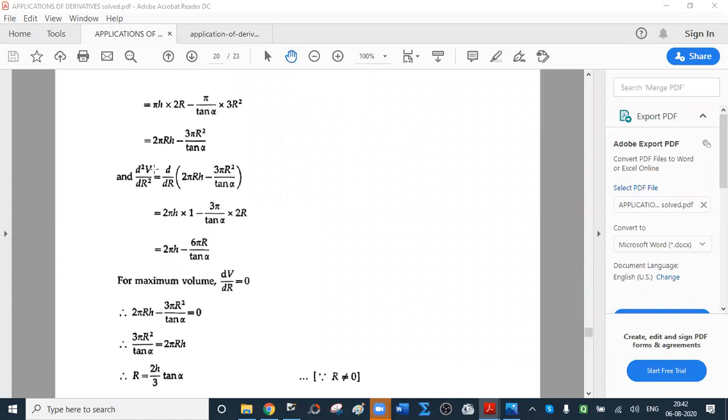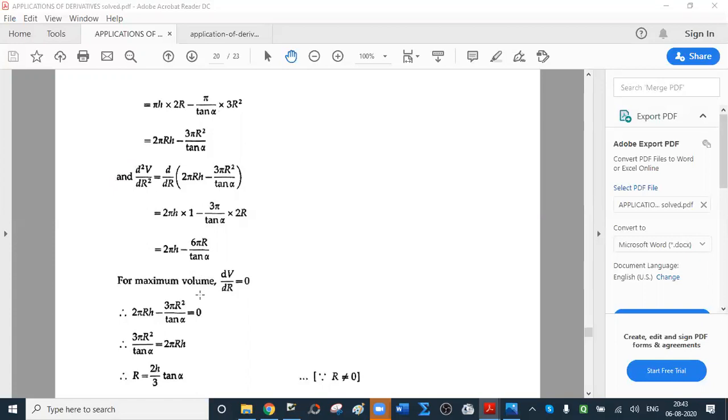And what is d2V by dR square? It is nothing but twice pi h. Remember, capital R is the variable. So what is the derivative of 2 pi R h? 2 pi h is constant. Now why am I taking h as constant? For the simple reason, small r and small h are the base radius and height of that cone. So the cone is given and in that the cylinder is inscribed. So capital R is variable, capital H is variable, and we expressed capital H, the height of the cylinder, in terms of the base radius of the cylinder.